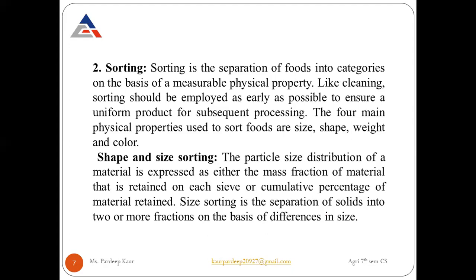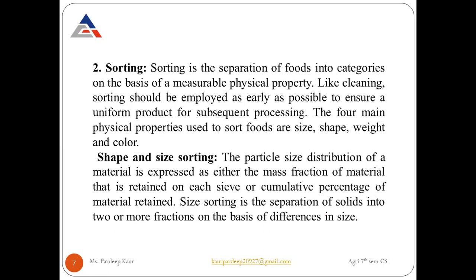Like cleaning, sorting should be employed as early as possible to ensure uniform product for subsequent processing. So, like cleaning, sorting is also a very important process that should be employed at an early stage, as early as possible, to ensure uniform product for subsequent processing. The four main physical properties used to sort foods are size, shape, weight, and color. So in sorting, we can separate foods on the basis of their size, shape, weight and color.